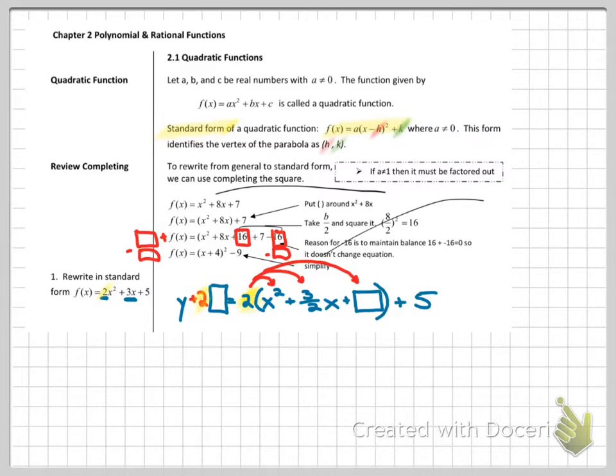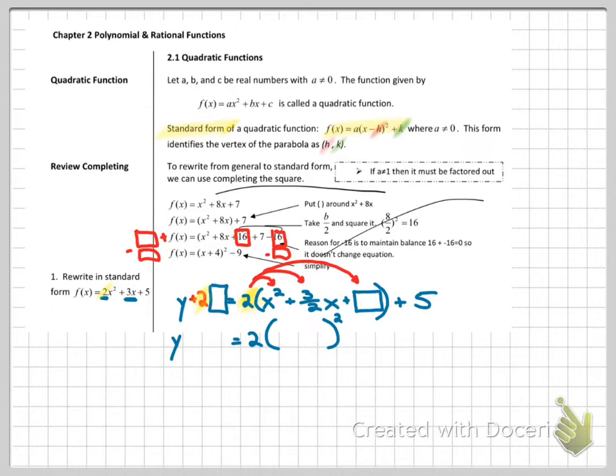Now let's work on actually getting some numbers. So I'm going to leave a blank again. The 2 just comes down. This is going to turn into a perfect square trinomial. This is review of completing the square. I'm not going to get out tiles or anything like that. If you don't remember this, feel free to come in and get some extra help or maybe ask a classmate. But this is the bare minimum review right now.